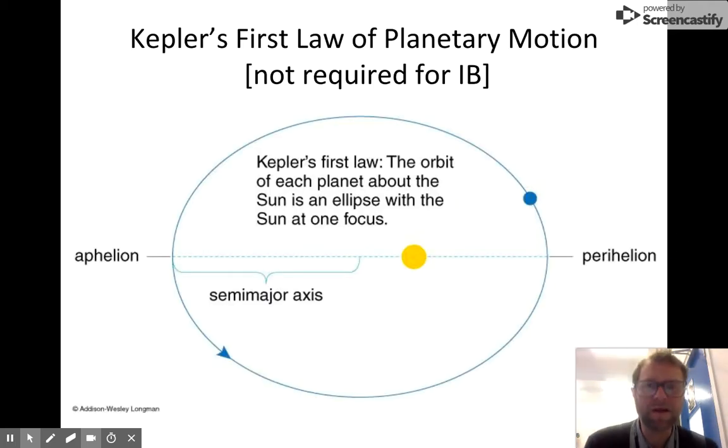So, first of Kepler's laws of planetary motion, not required by the IB, but interesting nevertheless. The orbit of each planet around the sun is an ellipse with the sun at one of the focuses. So you can see there we have a semi-major axis on one side and the fact that it is not a perfect circle, which is something which we observe.